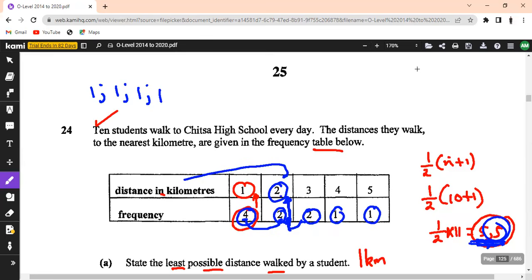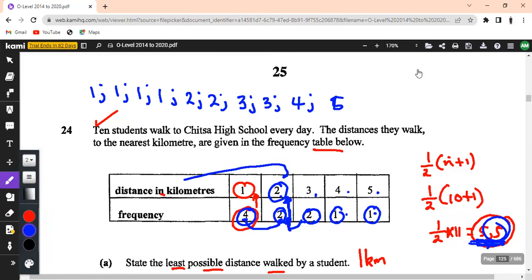2 is appearing 2 times. So it's 2. That frequency means it appears that number of times. That is 2 times. 3 appears 2 times. So it's 3, which appears 2 times. We move on. 4 appears 1 time. So it's going to be 4. 5 appears 1 time. So this is going to be a 5, like that. So that's what you're going to have.